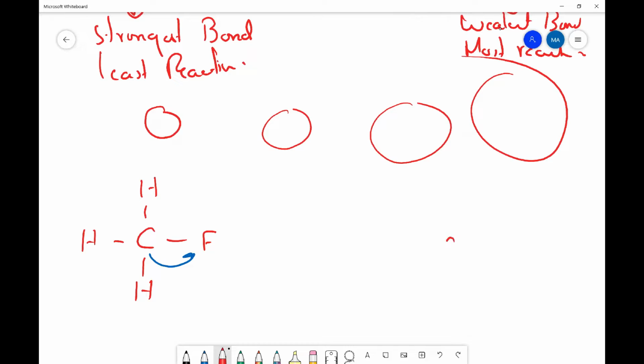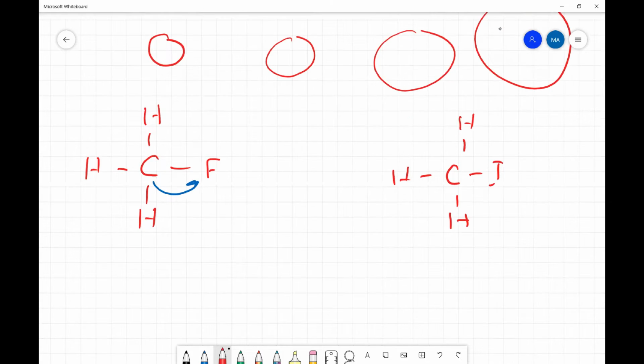Similarly, if you look at a bond with iodine, this is an example. It is the weakest bond because C-I is the most reactive one. This reaction is the strongest there.